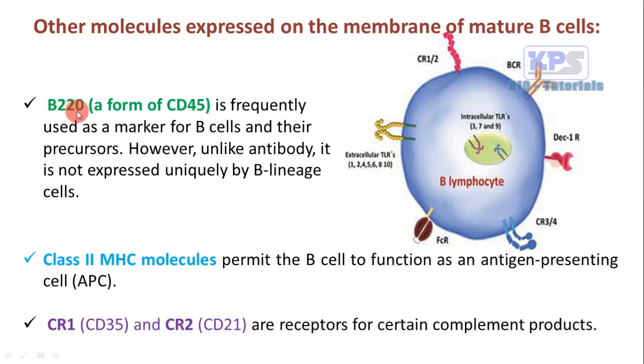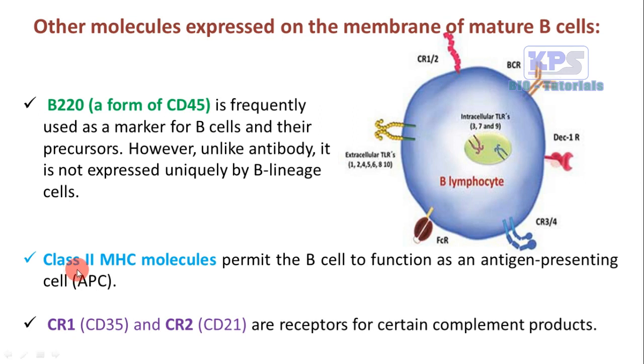Among these, one is B220, which is a form of the CD45 molecule. It is frequently used as a marker for B cells and their precursors. However, unlike antibody, it is not expressed uniquely by B lineage cells. It is a marker molecule on the membrane of the B cells. It is also called CD45, and it is used as a marker, that means to identify a B cell. That means if all the B cells express this B220 molecule, we can identify a B cell from the presence of this marker molecule B220. It is also called CD45.